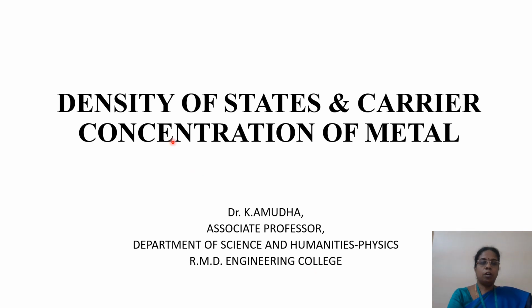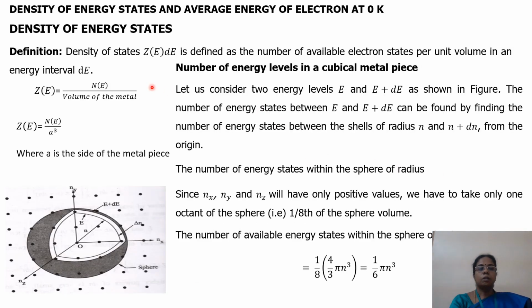In this video, I am going to discuss the density of states and carrier concentration of matter. Density of states, Z of E, is defined as the number of available electron states per unit volume. So Z of E is equal to N of E by the volume of the metal. Z of E is equal to N of E by a cubed, where a is the side of the metal.